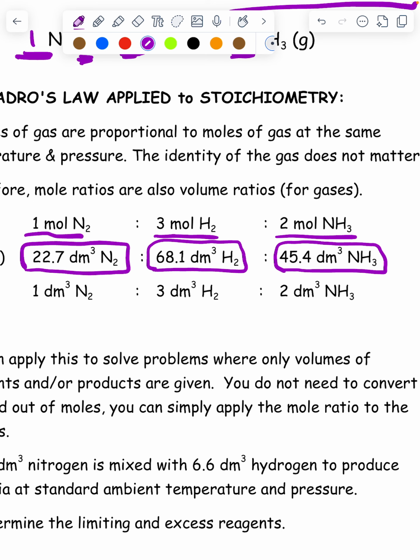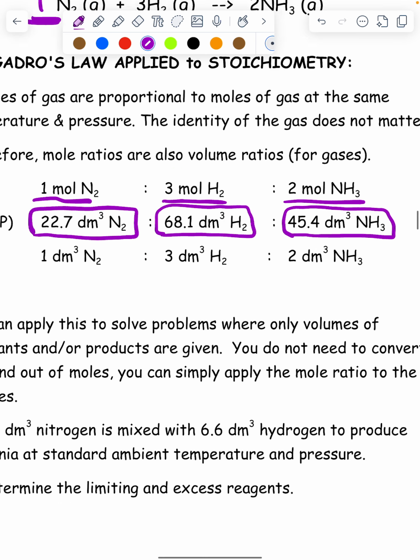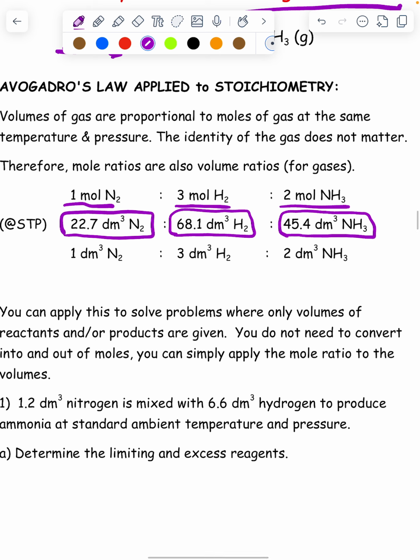If we simplify those numbers down, at their core, those numbers are 1 to 3 to 2. That's a 1 to 3 to 2 ratio of volume. So what we're seeing is that if the mole ratio is 1 to 3 to 2, then under the same conditions of temperature and pressure, the volume ratios will be 1 to 3 to 2.